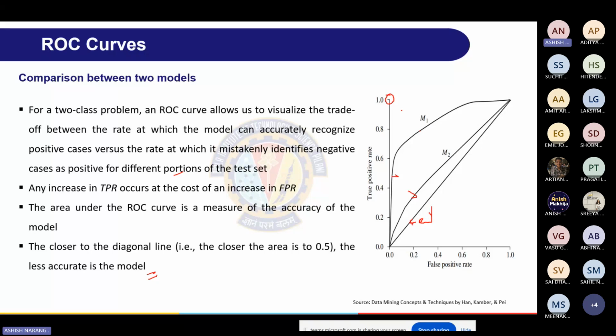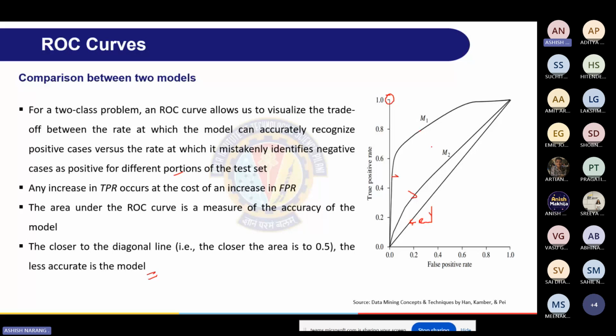These things you should know now, right? And even the area under the curve, if you see, M1 has a larger area under the curve than M2. I hope it makes sense. This is all about ROC curves, right?